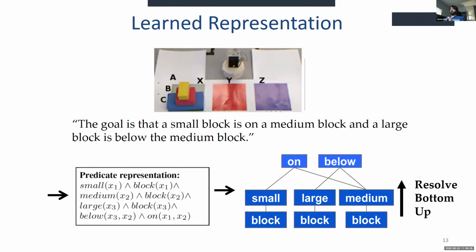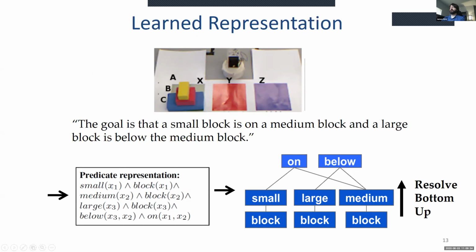And so I'm going to quickly go through some of the meat of some of the structures that we learn that helps us address some of these problem characteristics. This is a very simple, similar goal example to what you just heard in the Tower of Hanoi video, where we're saying the goal is that a small block is on a medium block and a large block is below the medium block. And so from this, we extract a predicate representation that you can see over here.